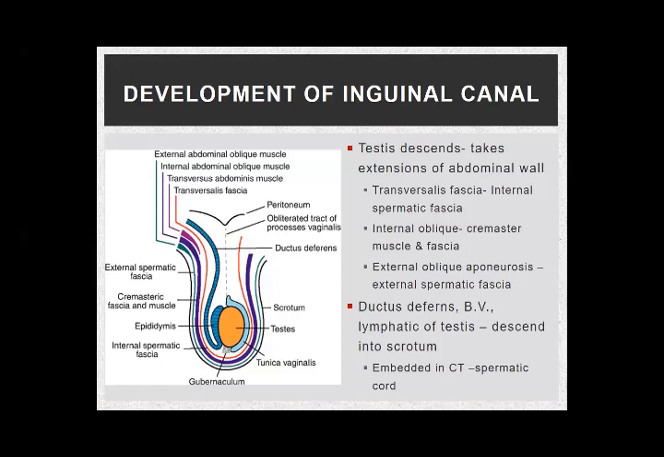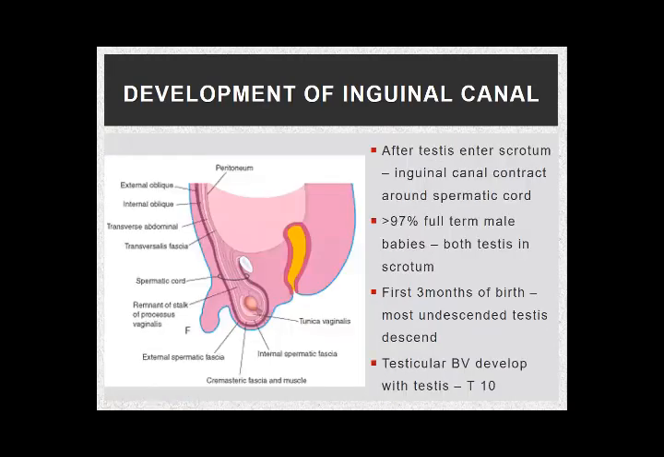Now, accompanying the testis is the ductus deferens. They also descend along with the testis, plus lymphatics, blood vessels, etc. All these accompany the testis. And then, of course, all these structures are surrounded by connective tissue, which lies in the spermatic cord. Now, after the testis has entered the scrotum, the inguinal canal contracts around the spermatic cord. So all these structures come very close to each other, closely packed, because the inguinal canal simply contracts.